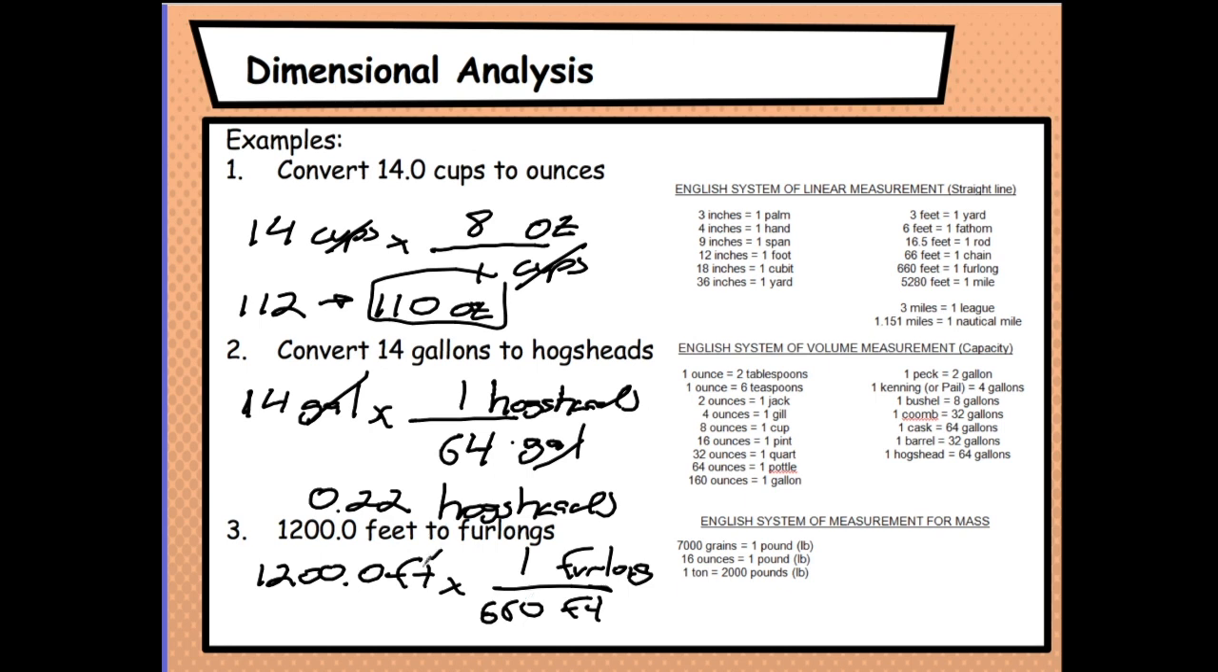Numbers are in the right places. Feet cancels out. So 1,200 times 1 divided by 660, and I get an answer to be 1.8182 furlong on that. Box my answers. Here we go.